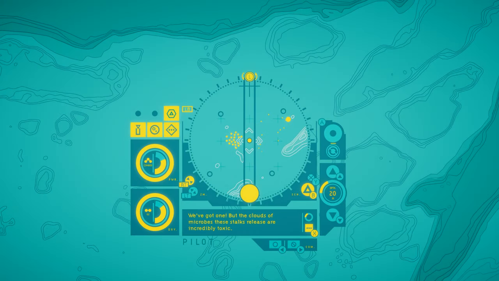We've got one, but the stocks of microbes these stocks release are incredibly toxic. Wait, what are you talking about? The suit is having to flush its vents with oxygen to protect me. We lost a lot of reserve oxygen. We're going to need to be fast when sampling these bloats. Let's get another 3 colonies. But be careful. I don't want to run out of oxygen out here.